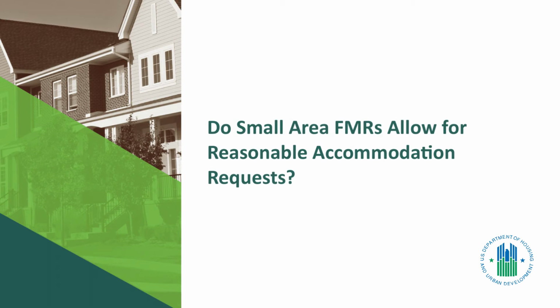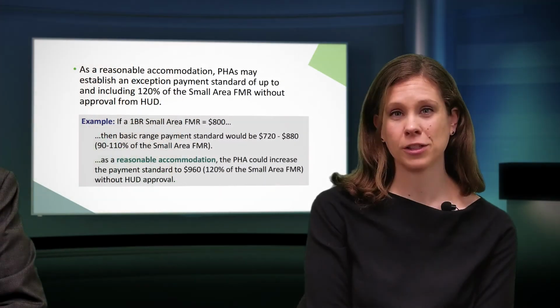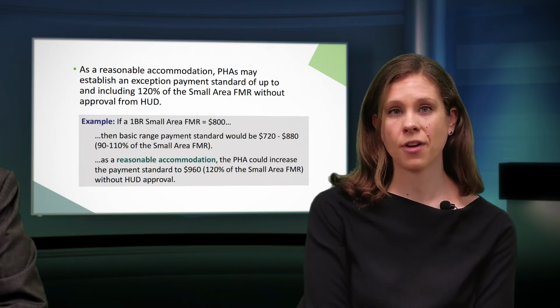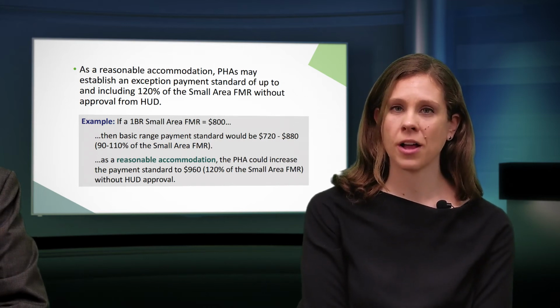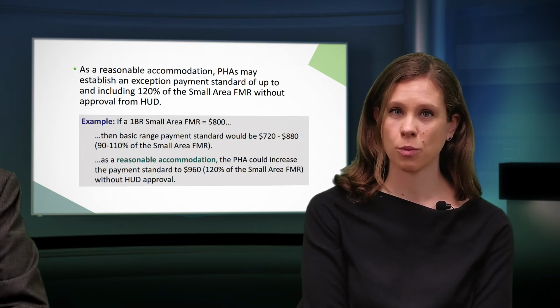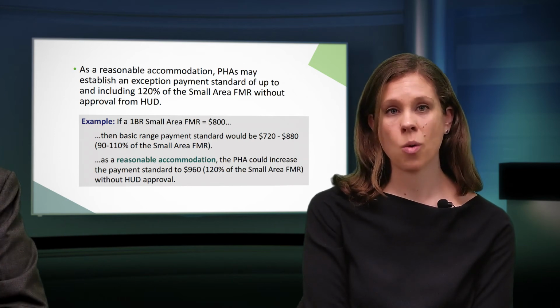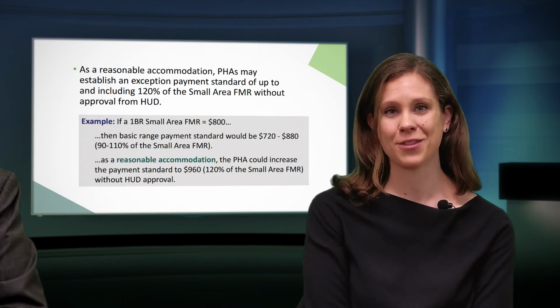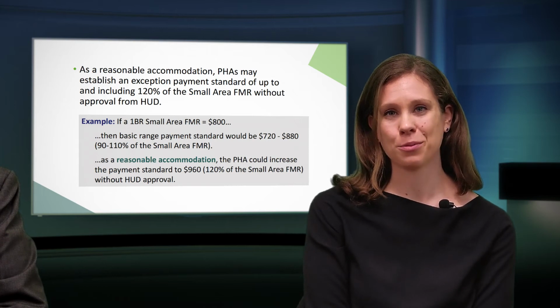If required as a reasonable accommodation for a family that includes a person with a disability, any PHA implementing small area FMRs may, without HUD approval, establish an exception payment standard of up to and including 120% of the small area FMR. For example, a PHA with a small area FMR of $800 for a one-bedroom apartment could establish a payment standard between $720 and $880, or 90 to 110% of the small area FMR, without HUD approval.